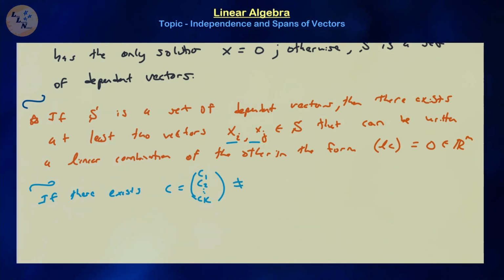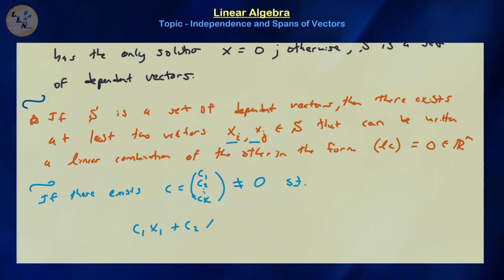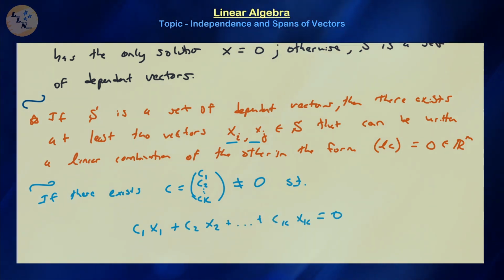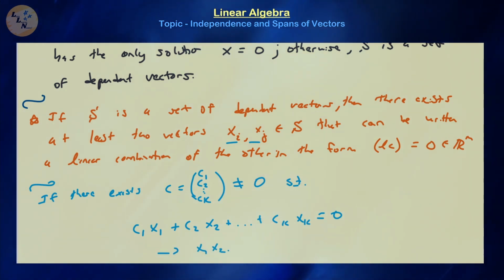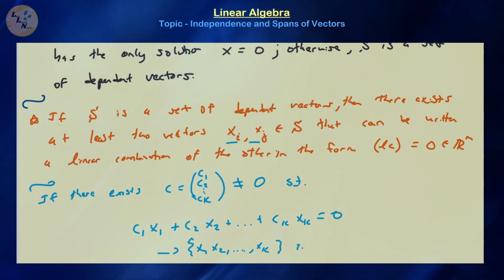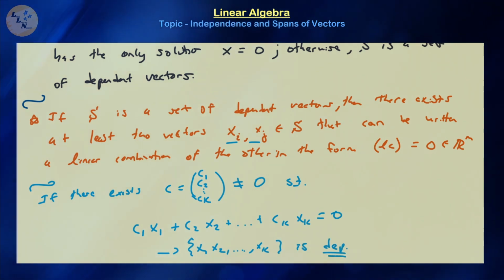And let's assume that this is not equal to the 0 vector, 0, 1, 0, 2, down to 0, k. If there exists this vector c that is not equal to 0, such that c1 x1 plus c2 x2 plus all the way down to ck xk is equal to the 0 vector, then we say that these vectors x1, x2 down to xk is a set of dependent vectors.